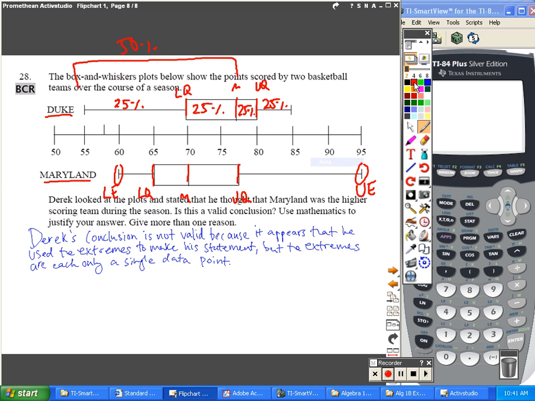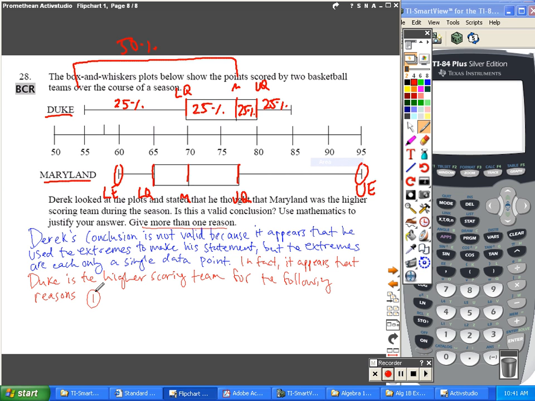Alright, change colors here. In fact, it appears that Duke is the higher scoring team for the following reasons. And let's just use some bullet points so that we can point out that we did give more than one reason. For the following reasons.